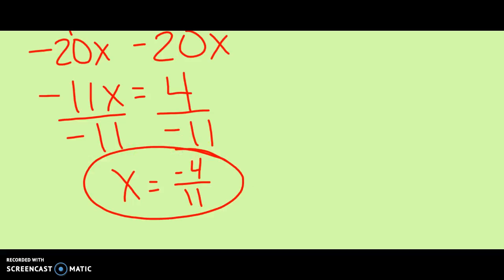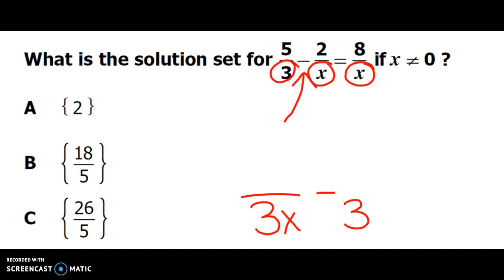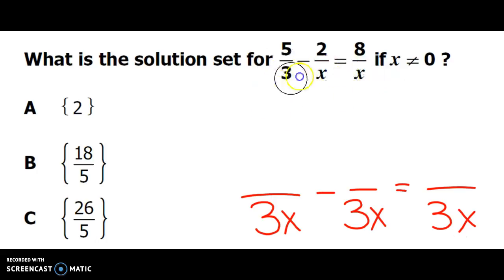It's okay to have a fraction as an answer. Let's try one of these. This is one of your SOL questions, so I'm going to try this out. What would be your common denominator of 3 and x? Now this one you cannot cross multiply because you have something going on here in the middle. So I'm thinking your common denominator is going to be 3x. I'm going to make a 3x here, another 3x for the second part, and something over 3x. So I'm going to set up my equation exactly the same.